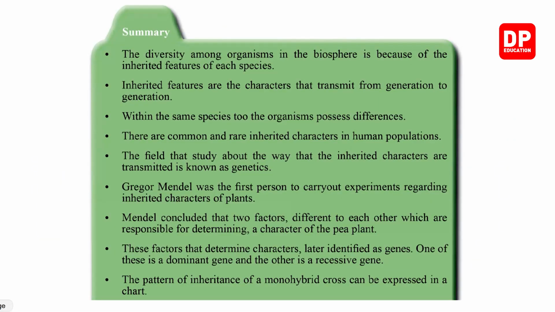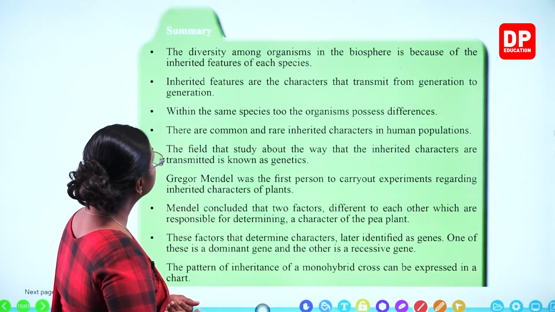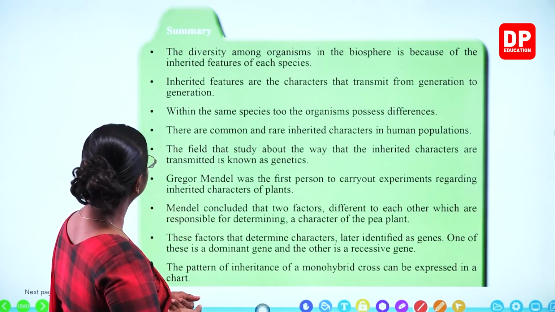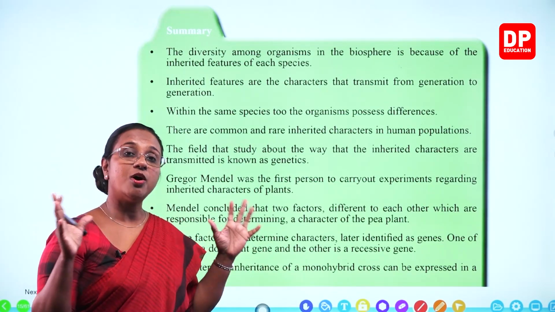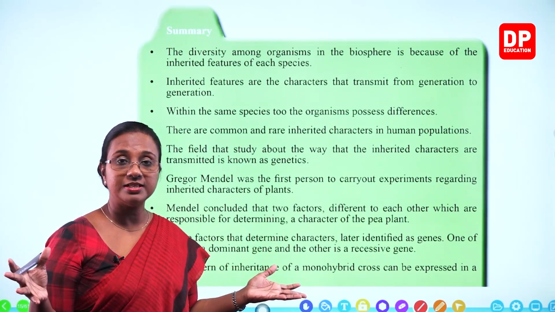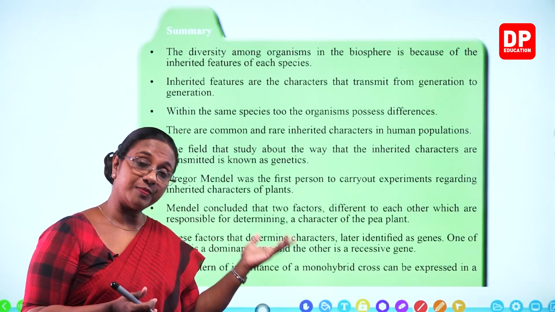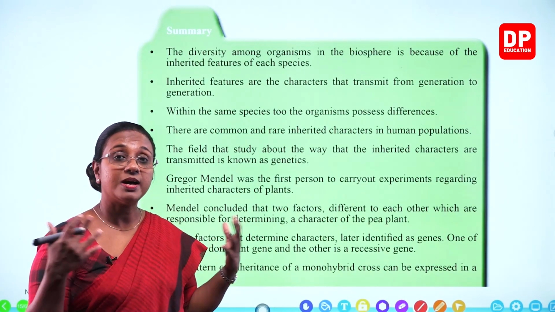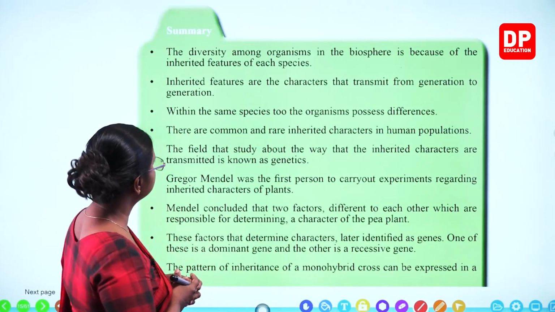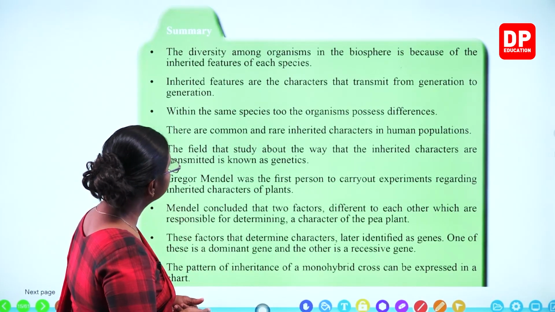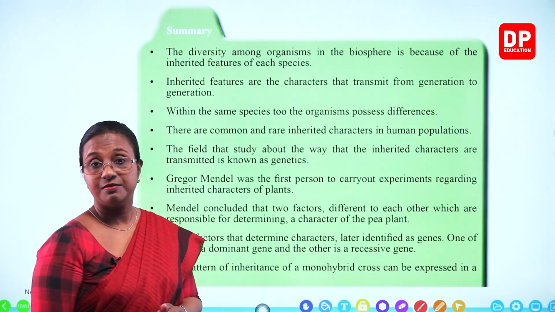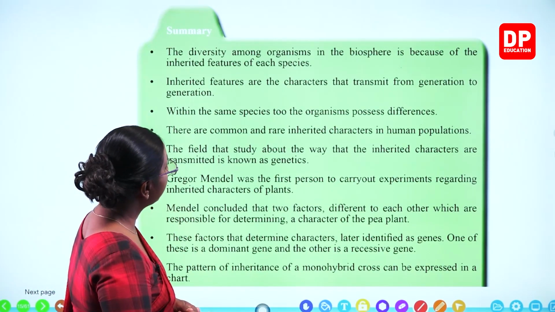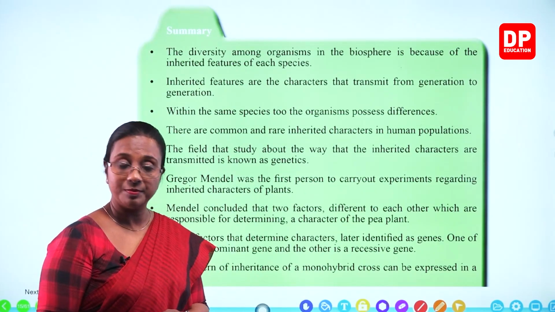Summary. The diversity among organisms in the biosphere is because of the inherited features of each species. Inherited features are the characters that transmit from generation to generation. So in the biosphere on the earth, there are so many different species, organisms. They inherit characteristics from their previous generation, and these genes are responsible for that, and that is why we have so many different types of organisms as well, the diversity. Within the same species too, the organisms possess differences. There are common and rare inherited characters in human populations.